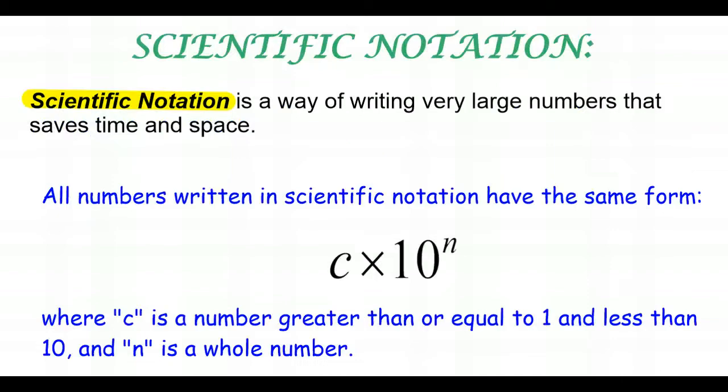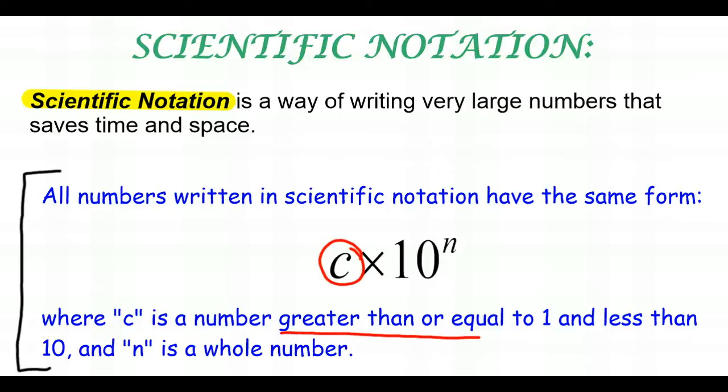So that is the whole concept behind what we use what's called scientific notation for. Scientific notation is a way of writing very large numbers that saves both time and space. And the rules for it are right here. All numbers written in scientific notation have the same form. Now, this is going to include some variables and some algebra for you. This letter C represents a number that is greater than or equal to 1 and less than 10. So it can go from 1, which it can be, all the way up to 10. C cannot be 10, but it can go as close as you want to 10. So it's just that number, between 1 and 10, multiplied by some power of 10.